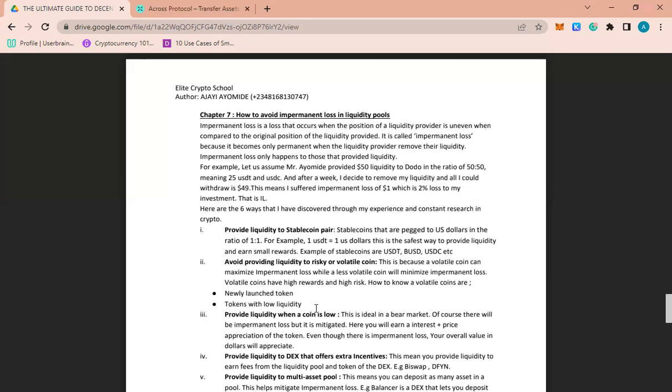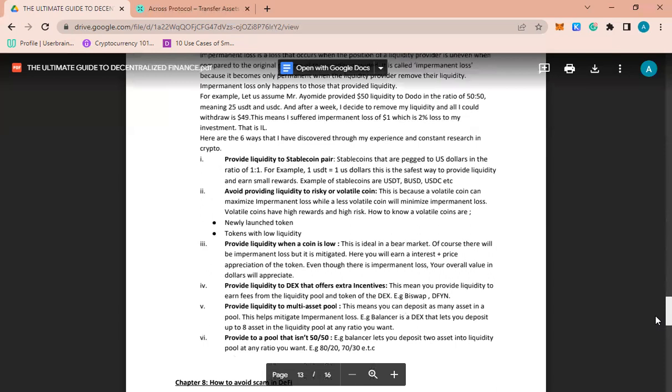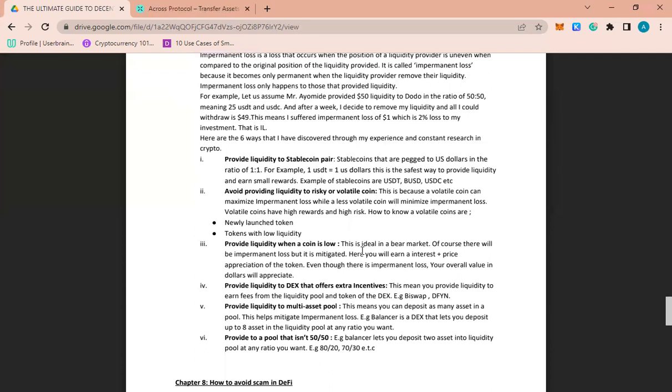But if you provide liquidity to pairs that have strong or high liquidity, if anybody comes with $100, $1,000 or $10,000, the price will not be easily affected. A third way to reduce impermanent loss: provide liquidity when the coin price is low. This is ideal during this bear market now, just like I provided liquidity to Milk and others in Mooniswap. Of course there will be impermanent loss, but you understand that there will be price appreciation in the asset you provided, and there will be interest.